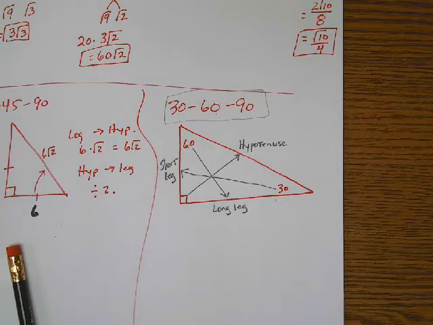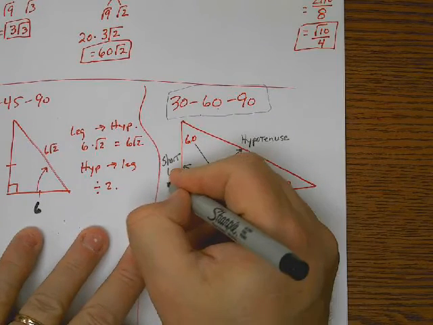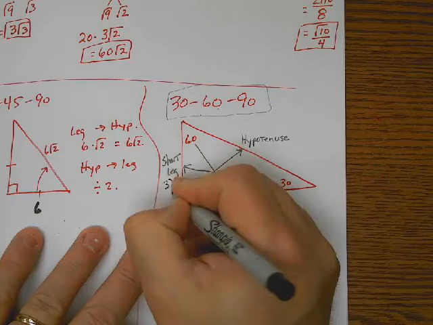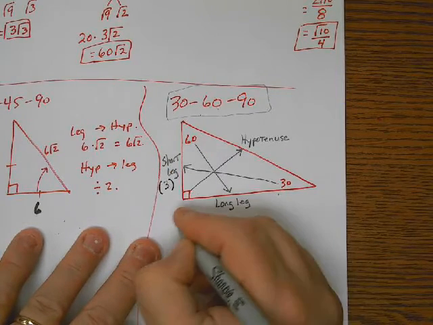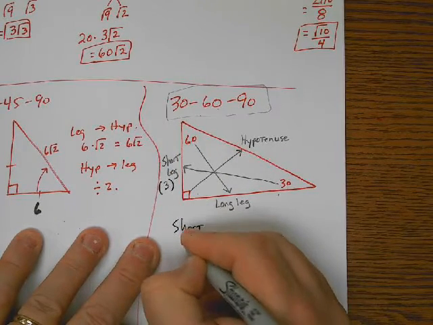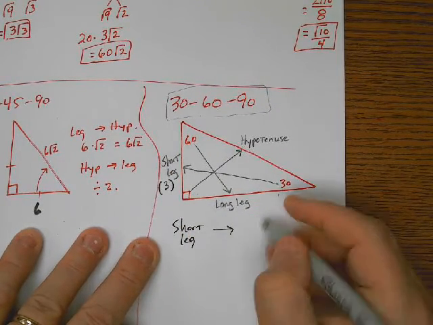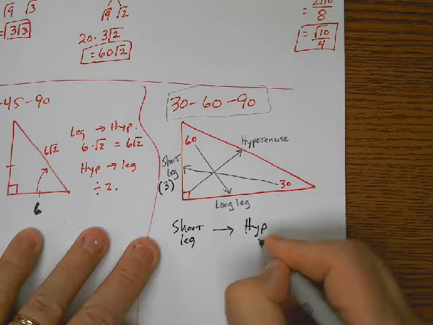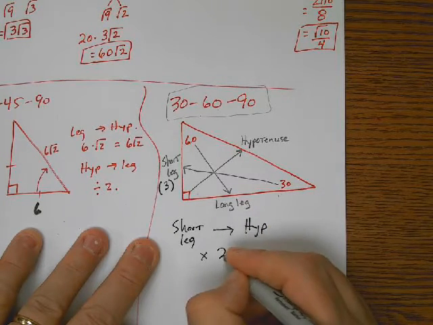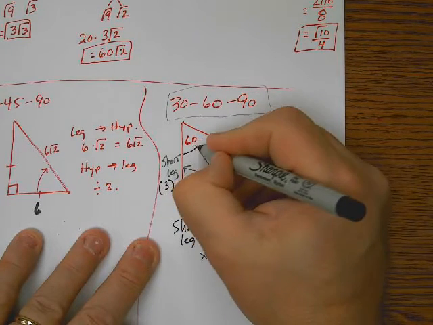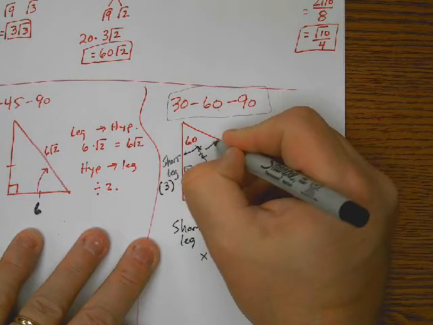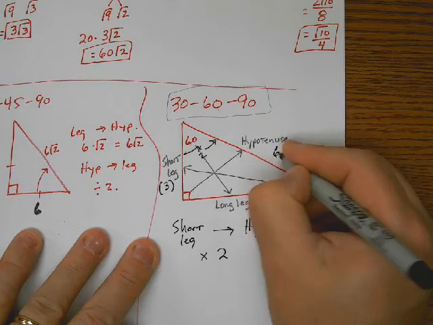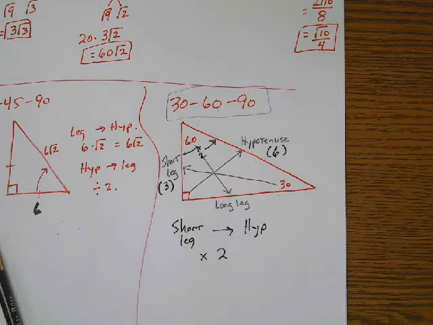Let me use black here. If the short leg over here has a length of 3, and I know the short leg and I want to go to the hypotenuse, all I do is multiply by 2. And so then the hypotenuse has a length of 6. It is that simple. You go from the short leg to the hypotenuse. It's right above Keegan's head.